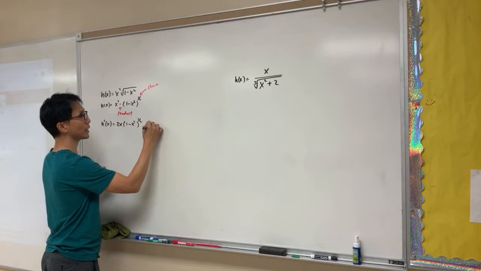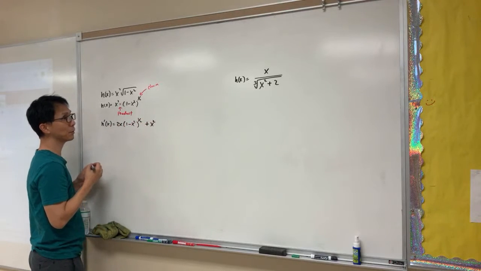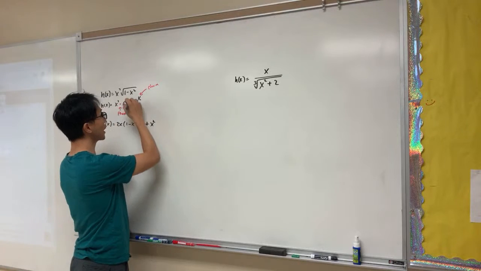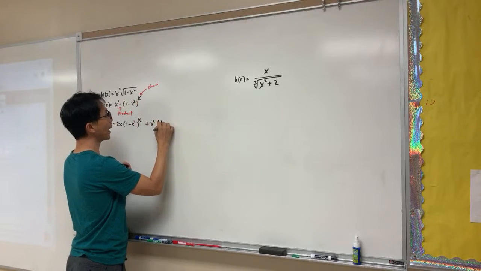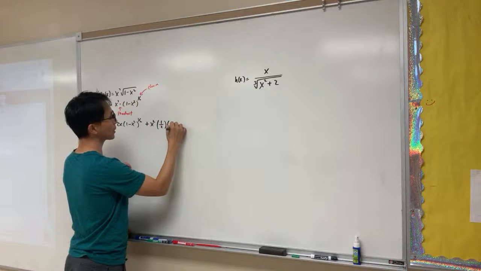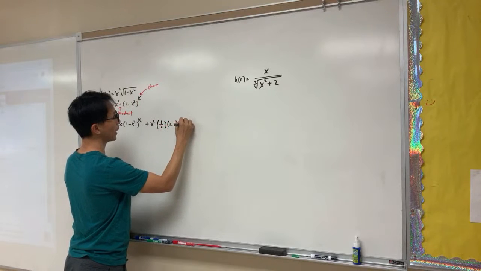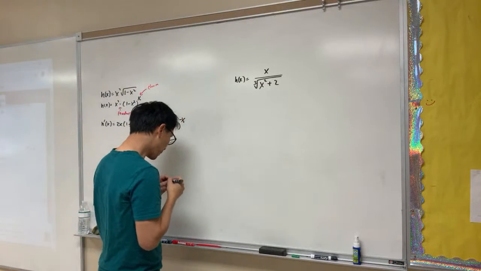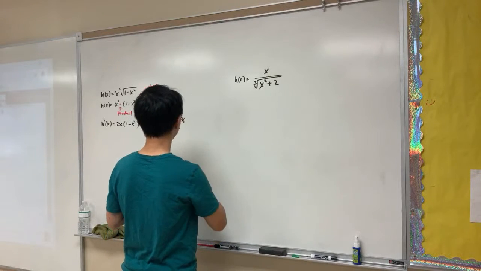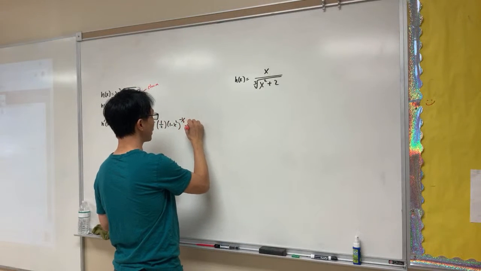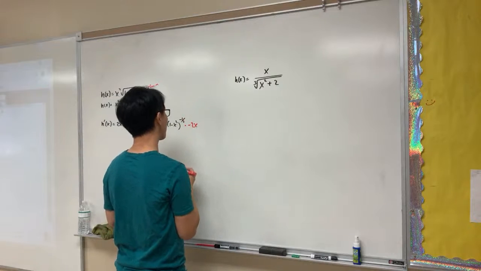Plus the x squared times the derivative of that. So that's a chain rule. So it's 1/2 times (1 minus x squared) to the negative 1/2. Am I forgetting something? Times negative 2x, and I'm going to write that down here because that's what you guys are going to screw up on the test.